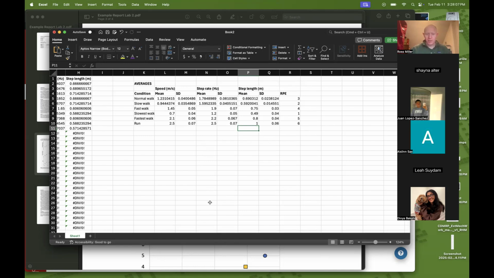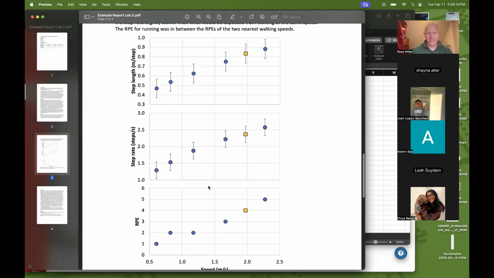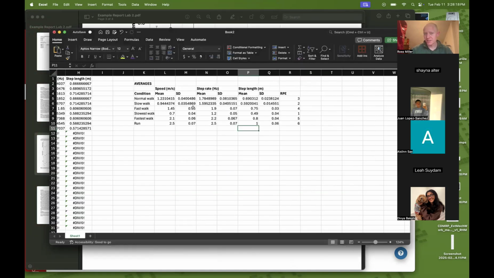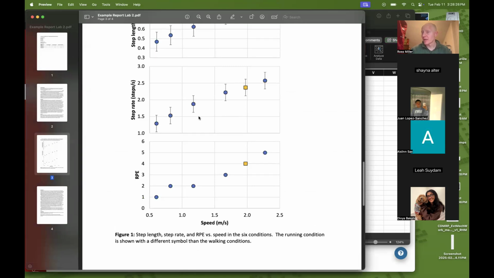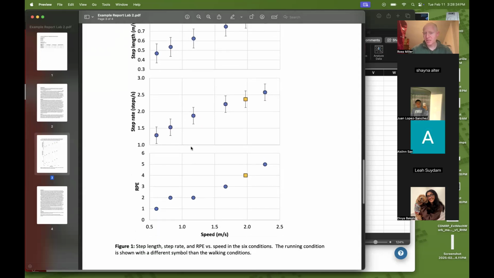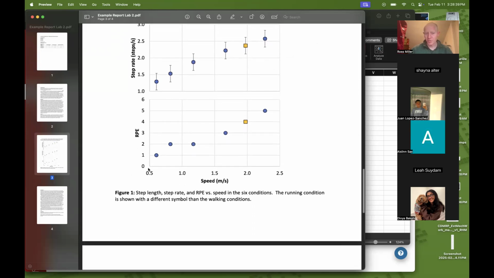Okay? The graphs that it asks you to make, there's 3 of them. All 3 of them are plotting speed on the x-axis. So that's this variable here, the average speed. But then on the y-axis, they're plotting different variables in each of these plots. The first one is speed on the x-axis, and then step length on the y-axis. Second one is speed on the x-axis and step rate on the y-axis. And the third one is speed on the x-axis and RPE on the y-axis.